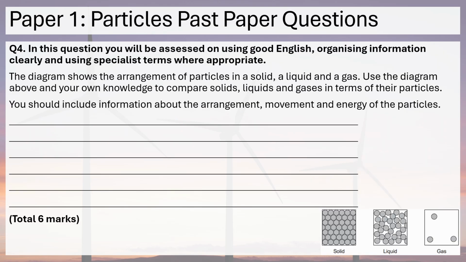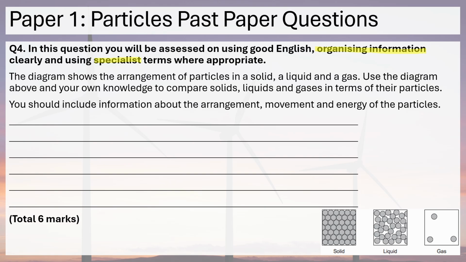Question 4. So at the top here, it says that this question, we're going to be assessed on using good English, organising information clearly, and using specialist terms where appropriate. So by organising information clearly, I highly recommend using bullet points, writing full sentences, rather than a long waffly paragraph. The problem with the long paragraphs is you may not pick up all 6 marks, you could end up repeating yourself, contradicting yourself. We know that examiners in the exam boards always report that students who write in bullet points get more marks for these questions.